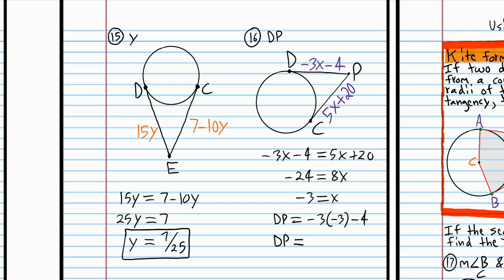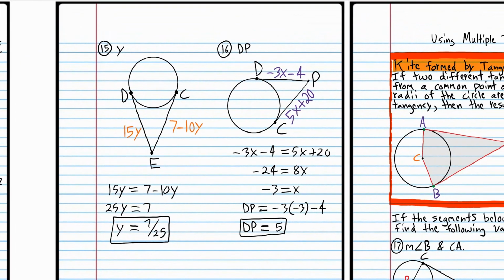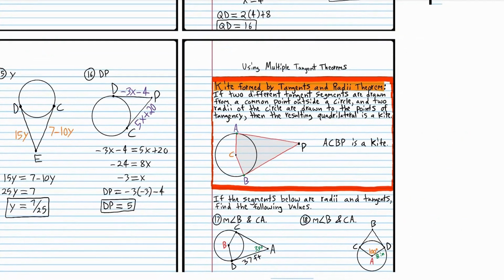And if we plug that in, we get 5. So it's completely fine for x to be a negative, but that's not even our solution. Our solution is DP, that's 5. We're looking for DP up here. Whereas in the previous problem, we were just looking for one of the variables in the expression. So if you got 5, good job.